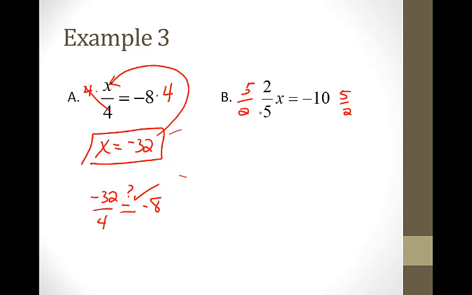Because what happens if I multiply by the reciprocal? These 5's cancel, these cancel. So I'm left with just a nice x over there. And then I have -10 times 5/2. 2 goes into 10 5 times. -5 times +5 is a -25.